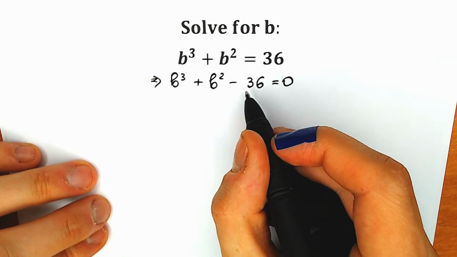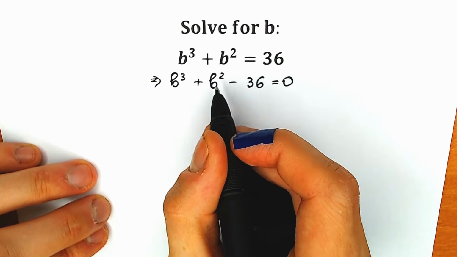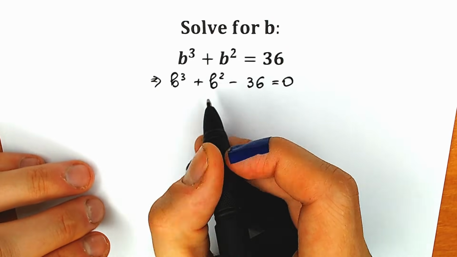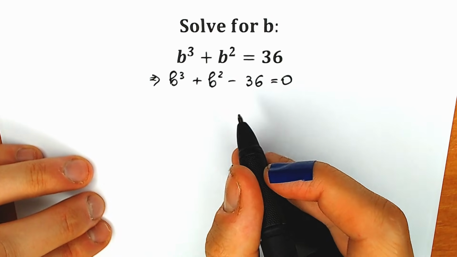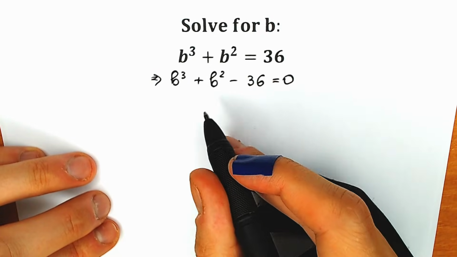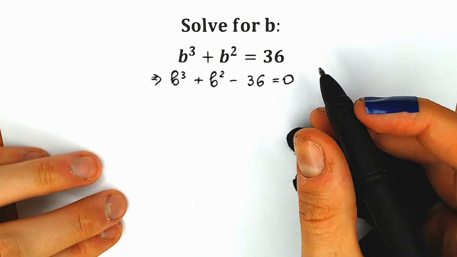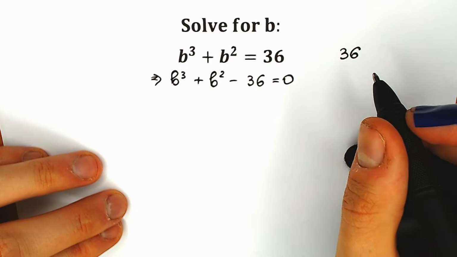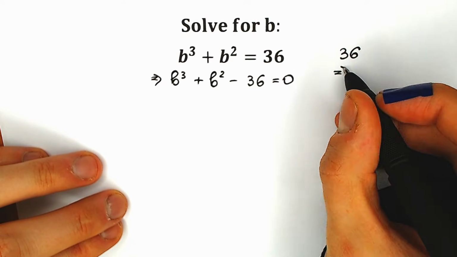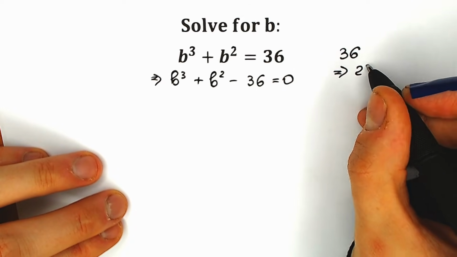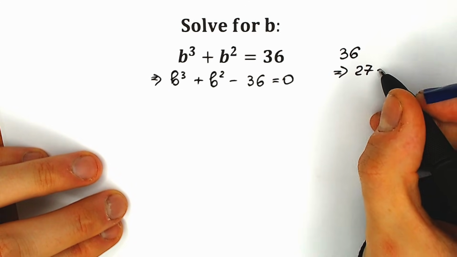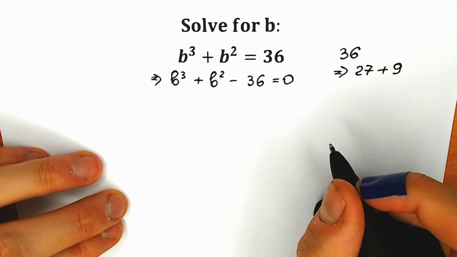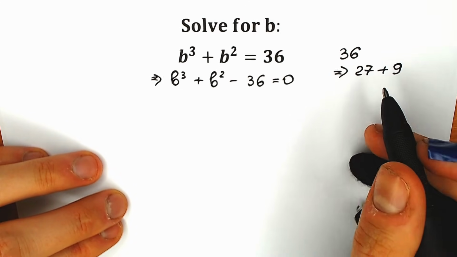First of all, this 36, because right here we have b cubed plus b squared, so we have a sum of a cube and a square. So right now, let's try to express this 36 as a sum of a cube and a square. There are a lot of ways how we can express this 36, but of course, the best way is to write this 36 as 27 plus 9, okay?